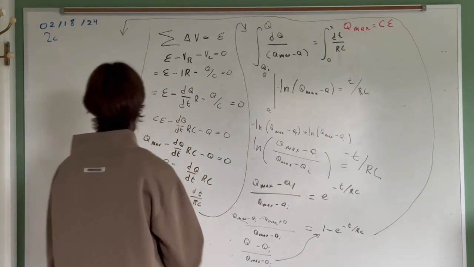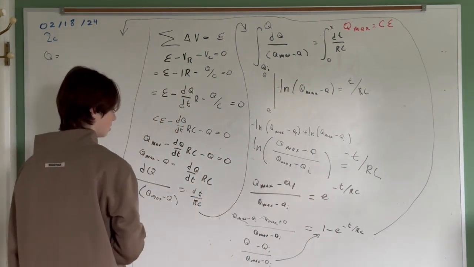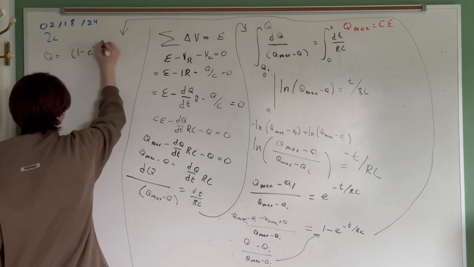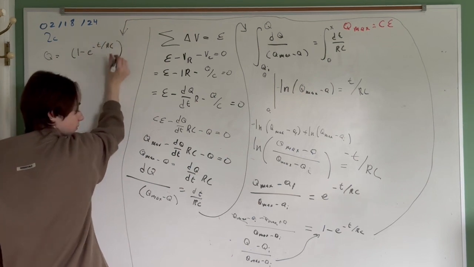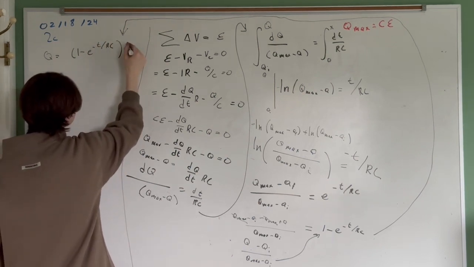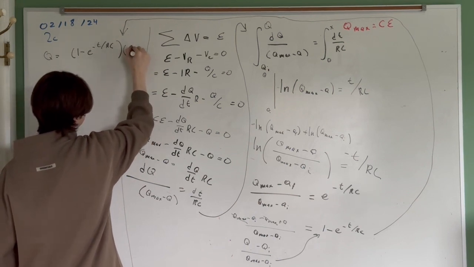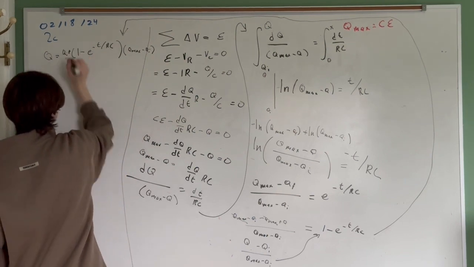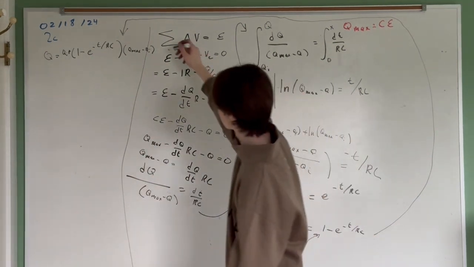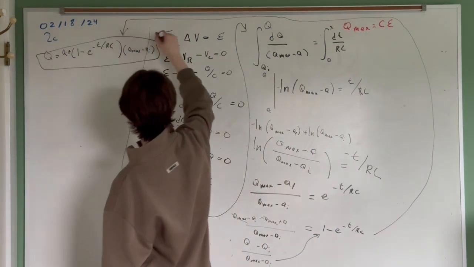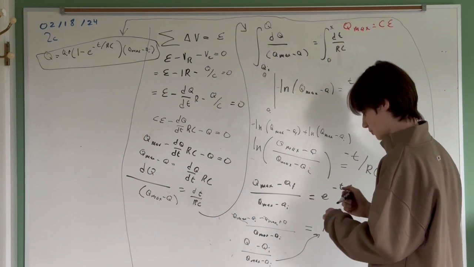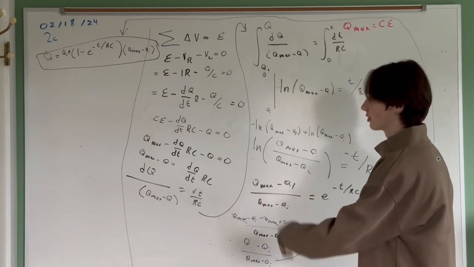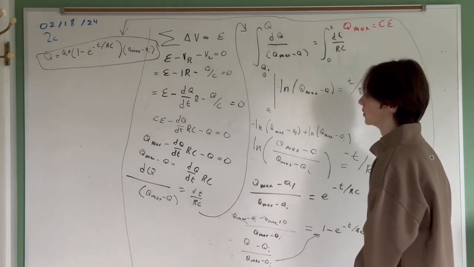So solving for Q now, we have Q equals 1 minus e to the negative t over RC, times Qmax minus Qi, and then plus Qi. Great. This is our equation. That's our time constant equation, one of them. Yay! It's not completely done yet, but this works. So yeah, that's what the graph of Q looks like. But there's more we can do with it.